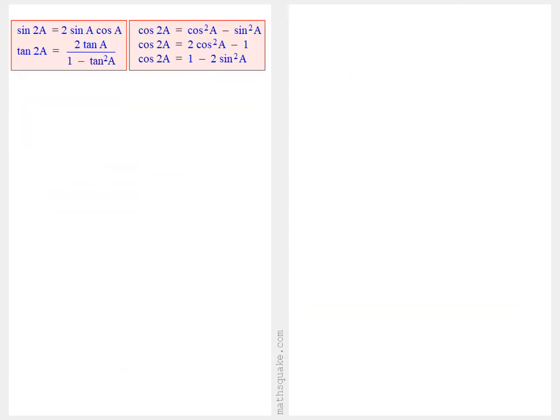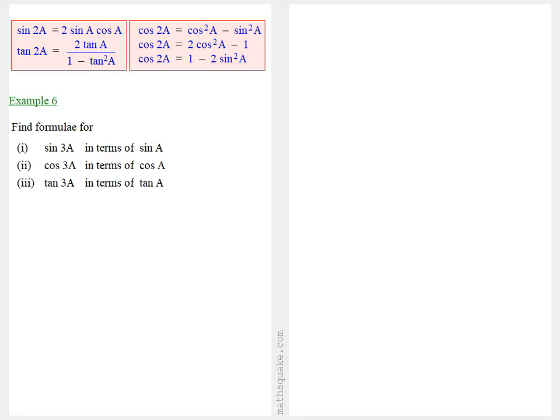Now we have seen the double angle trig formulae. We could, if we wanted to, extend these to get triple angle formulae. So in example 6, we're asked to find the formulae for sine of 3A in terms of sin A, cos of 3A in terms of cos A, and tangent of 3A in terms of tan A.